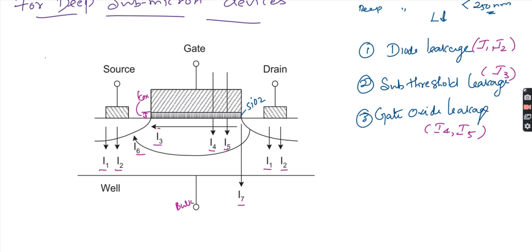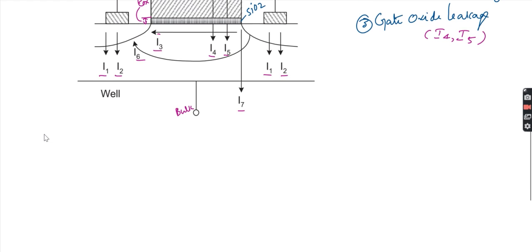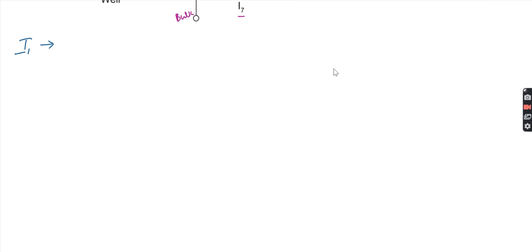Good. Now let us see each and every term and what it defines. First, what is I1? I1 is nothing but here: the reverse bias PN junction diode leakage current.